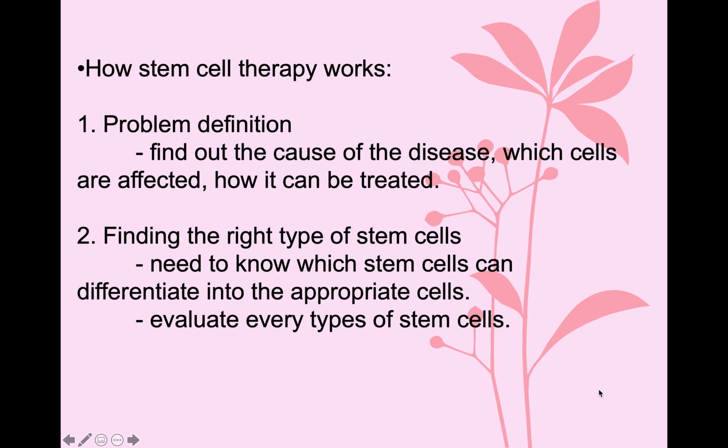Secondly, finding the right type of stem cell, because there are varieties of stem cells from different sources. You need to know which stem cells can differentiate into the appropriate cells, because even though stem cells could differentiate into any other cell types, some of them may not be that efficient or may not run smoothly, or may go through a problem. So you need to make sure of that. You also need to evaluate every type of stem cell to make sure that you don't encounter a problem later on.